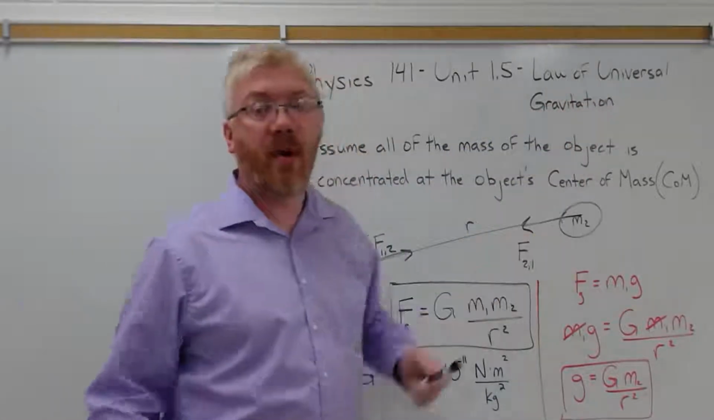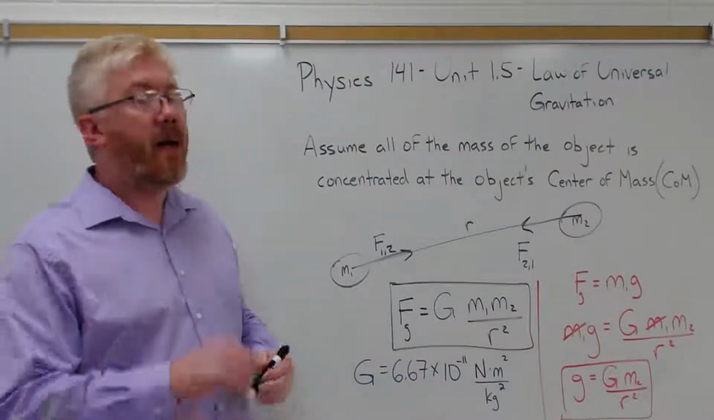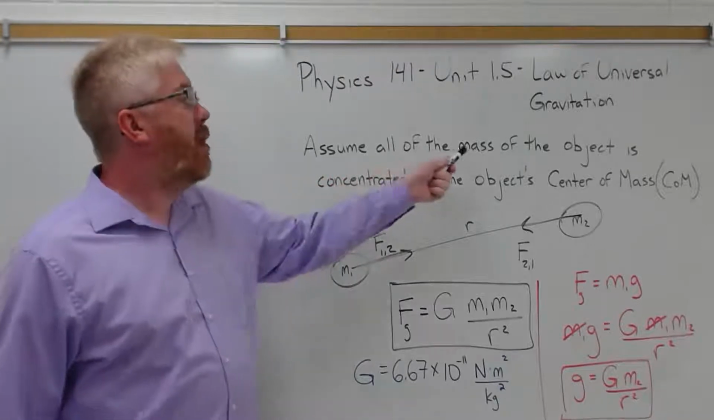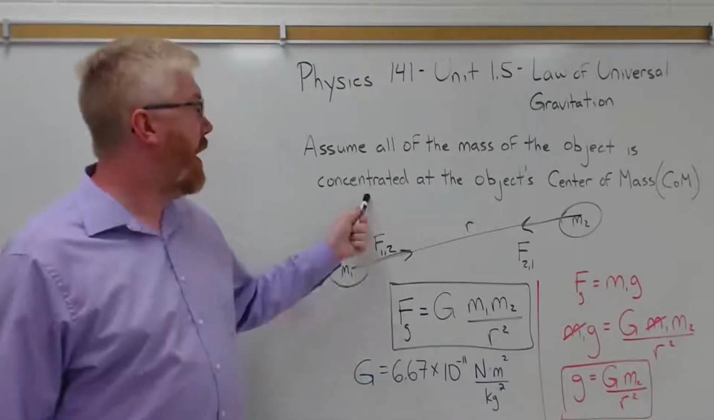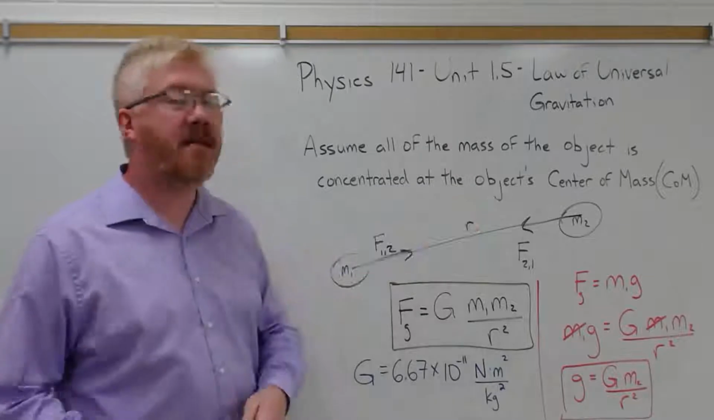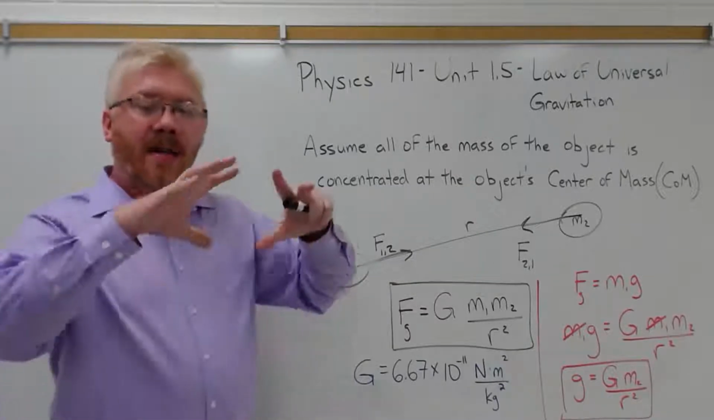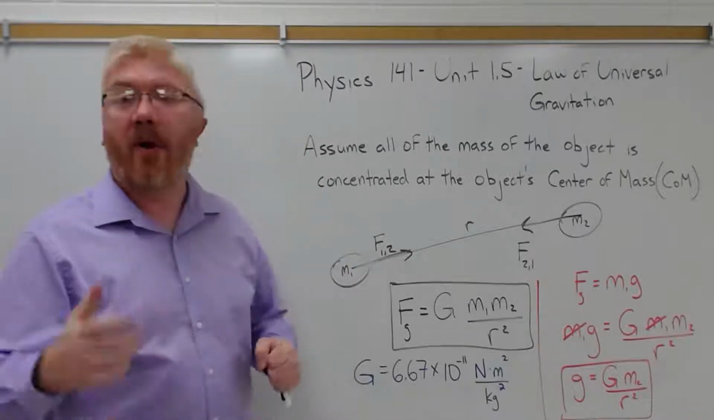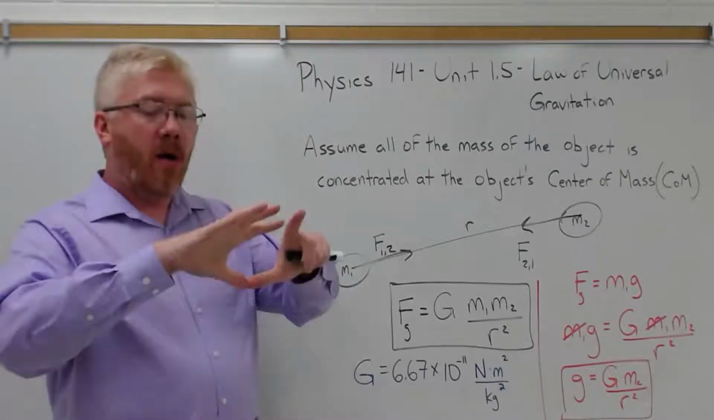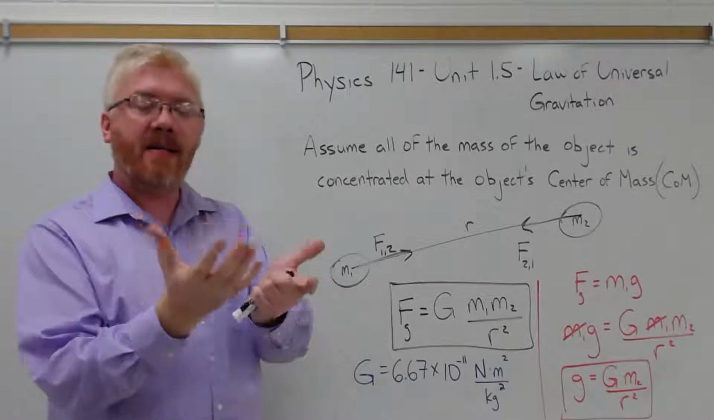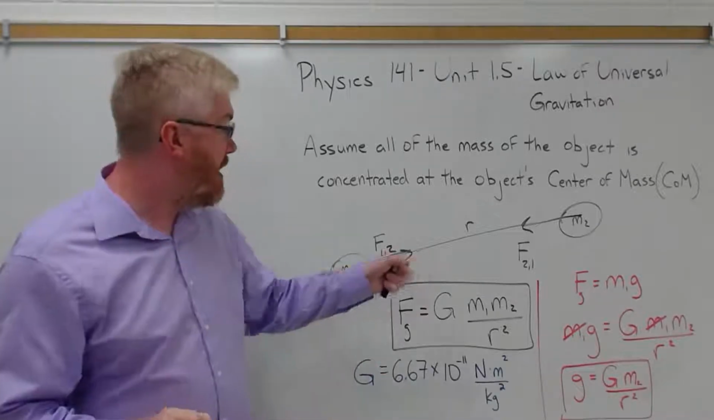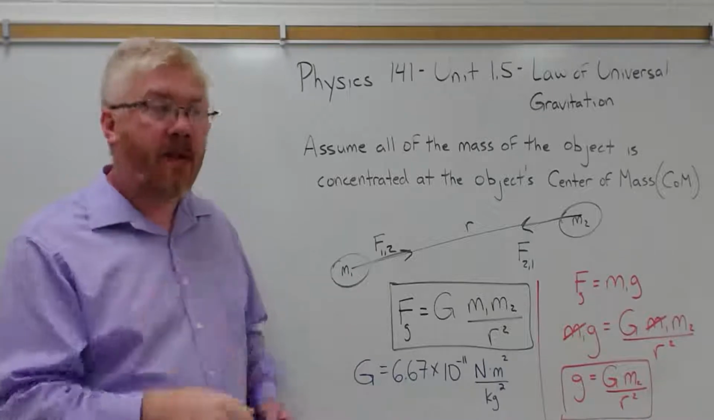law of universal gravitation. Now, Newton's big breakthrough was assuming that all of the mass of an object is located or concentrated at the object's center of mass. So the entire Earth, if you're outside of the sphere of Earth or on the sphere of Earth like we are, all of the mass of Earth pulls on you as if all of the mass was at the center of the planet.